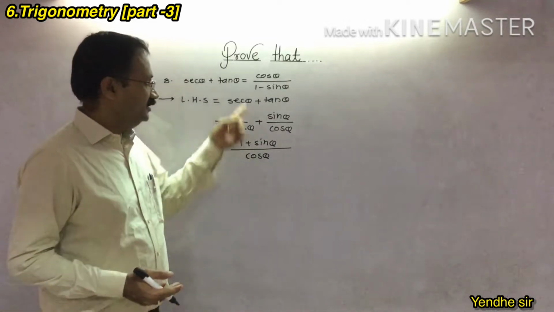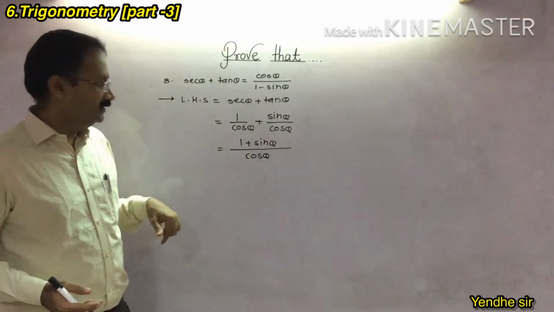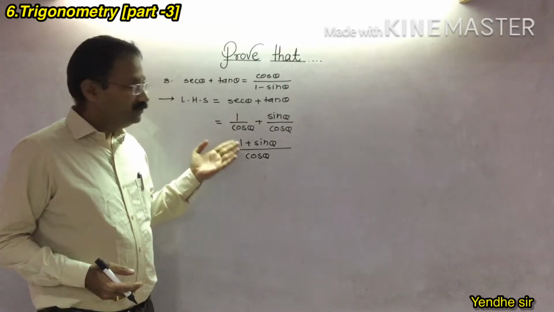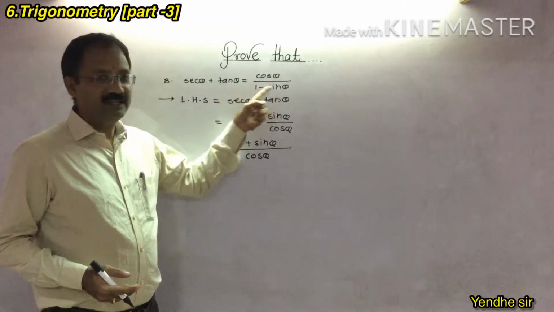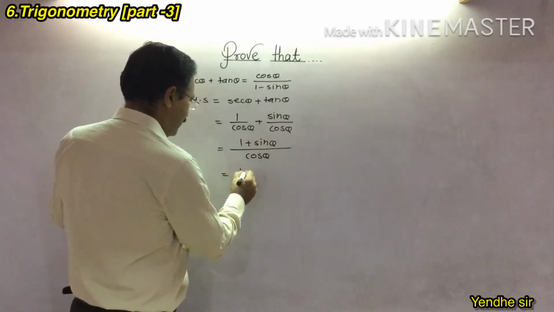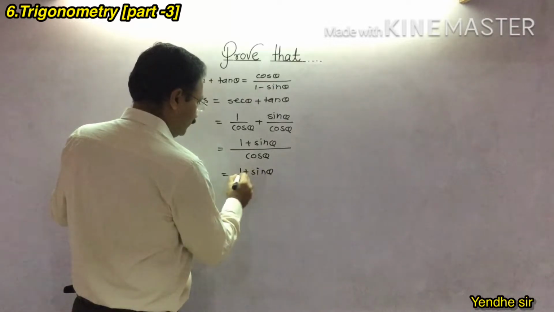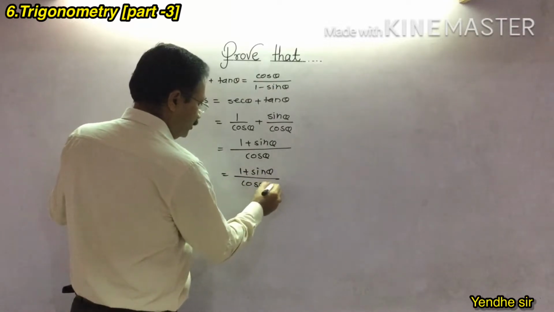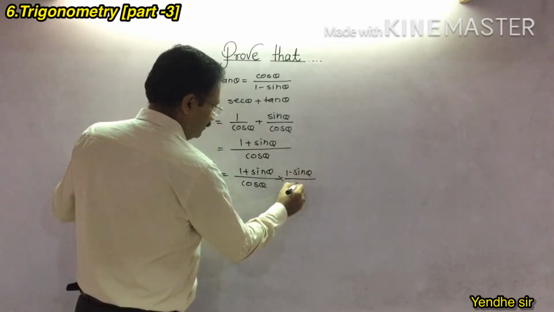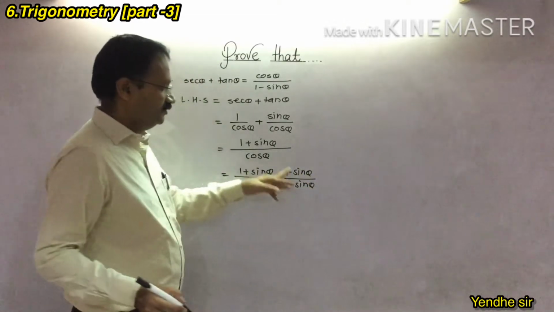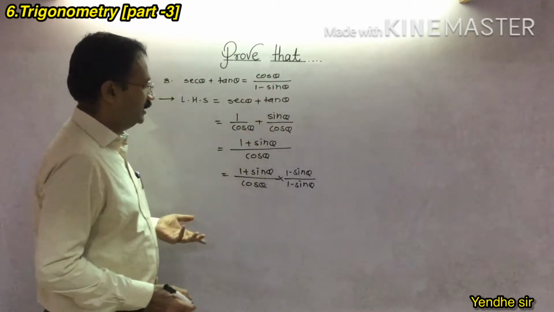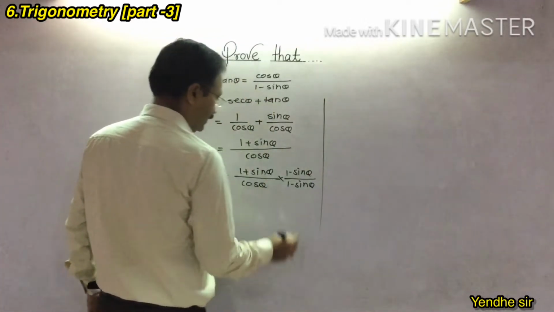Our target. See the target, cos theta upon 1 minus sin theta, and I got it different, 1 plus sin theta and cos theta. So what to do? I need 1 minus sin theta in denominator. So what I am going to do? I am going to multiply by 1 minus sin theta to numerator also and denominator also. Why I multiply by 1 minus sin theta? Because I need this in denominator.